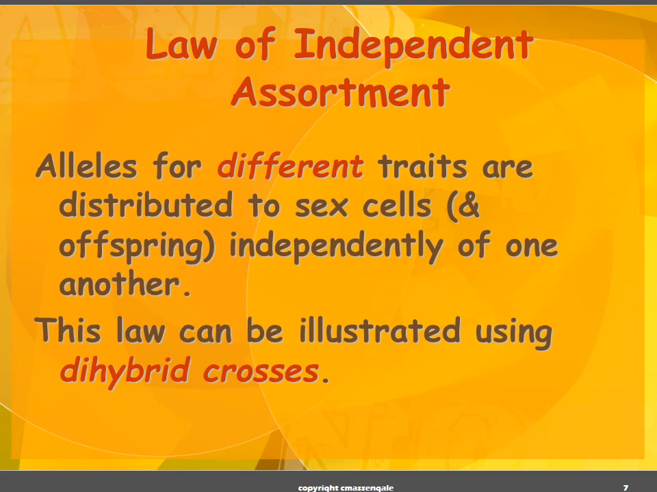Now, Mendel's third law is the law of independent assortment. And what this means is that alleles for different traits are distributed to the sex cells and the offspring independently of one another. So they mix. So that's what the assortment means, is that there is a mixing of alleles, and this law is probably best illustrated using dihybrid crosses, which is in the next lecture.